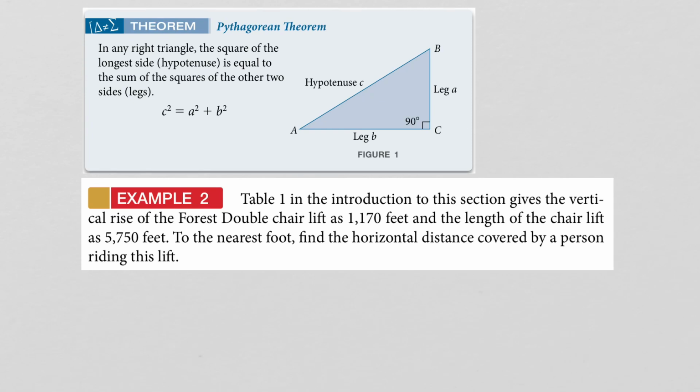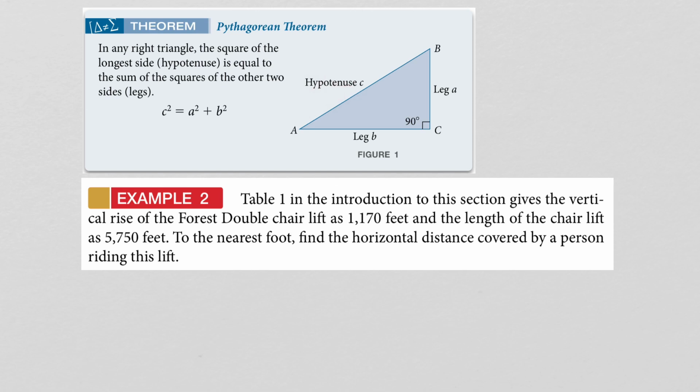Let's talk about the Pythagorean theorem. So this is a theorem from geometry. If we have a right triangle, which is a triangle that has a 90-degree angle, the two sides of the triangle that make the 90-degree angle are called the legs of the right triangle. And in this case, one leg is a and the other leg is b. The side of the triangle that is opposite the 90-degree angle is called the hypotenuse.